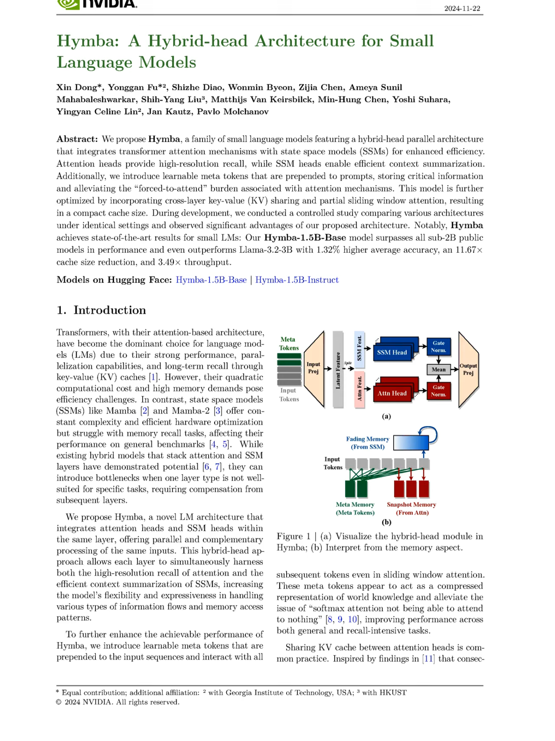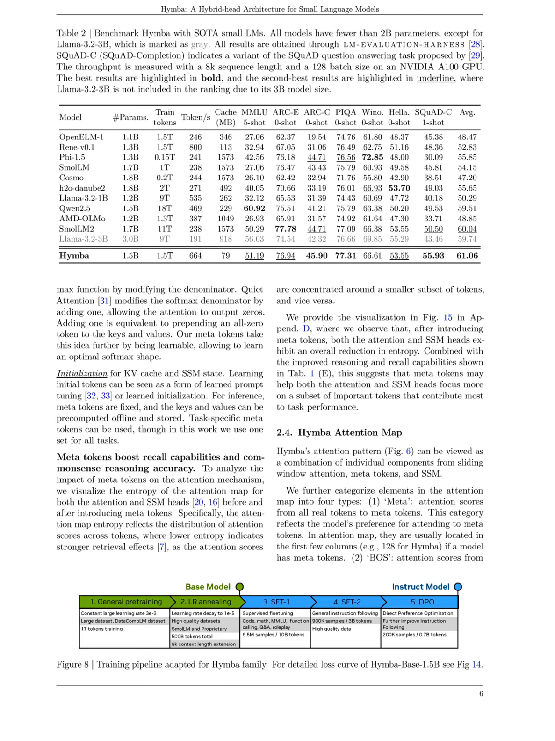Hymba integrates attention heads and state space model SSM heads within a single hybrid head module, allowing both types of heads to process the same input simultaneously. The architecture begins with an input sequence that is prepended with learnable meta-tokens, which serve as a compressed representation of world knowledge and guide attention towards relevant information.